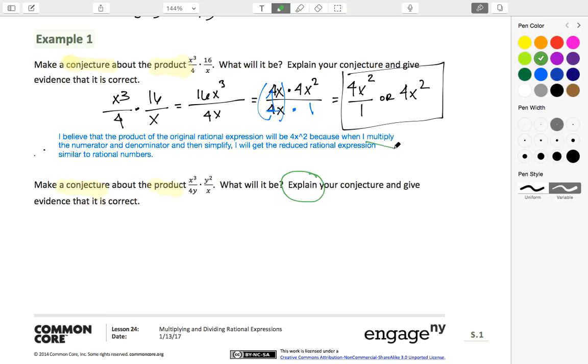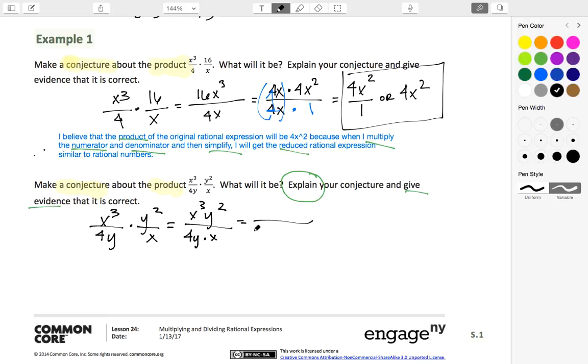So right here I said multiply, I said numerator, simplify, reduce, okay, product. All of those things are really strong explanation statements. So here, explain your conjecture and give evidence, right? So math evidence. All right, so let's do this. So we have x cubed over 4y times y squared over x, right? So I'm going to multiply straight across just like I would do with rational numbers. So I get x cubed times y squared, and then I have 4y times x, okay?